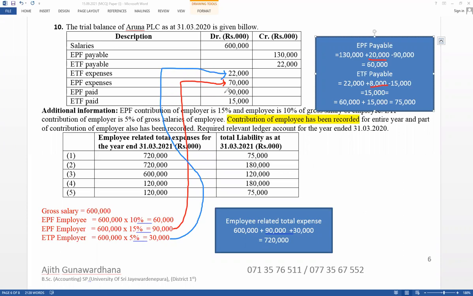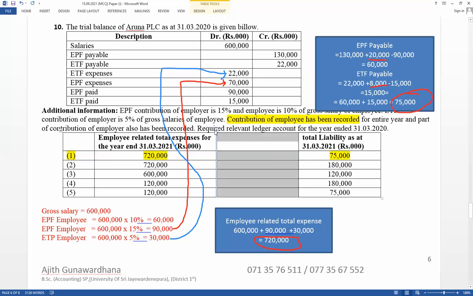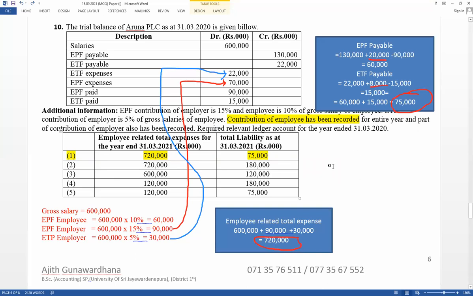EPF and ETF funds are maintained by the central bank. Each and every month, that value should be transferred to the central bank. Therefore, there's total liability, and this is the answer. Total liability equals 75,000, as well as employee related expense equals 720,000. Therefore, question number 10 answer: expense equals 720,000, but EPF and ETF payable amount equals 75,000. There's total liability. Question number 10 answer. The next one, 11. MCQ very important.